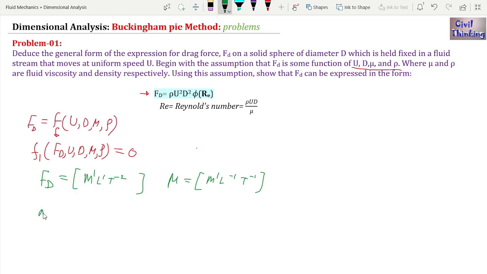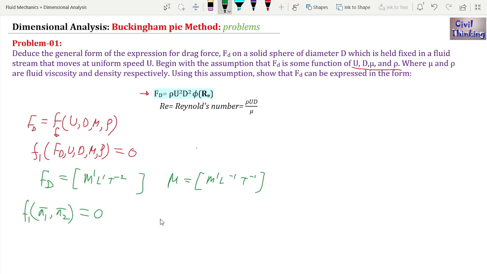Now we have pi 1 and pi 2. F1 of pi 1 and pi 2 is equal to 0, because the number of pi terms is 2. This is the procedure of the Buckingham pi method. This is how you solve.